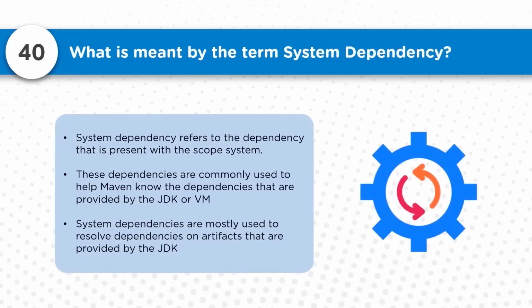What exactly is meant by system dependencies? Let's talk about that also. System dependencies refer to the mechanisms for how the dependencies should be present, which have a scope of system. These dependencies are commonly used to help Maven know the dependencies being provided by the JDK. System dependencies are mostly used to resolve dependencies on the artifacts that are provided by the JDK.